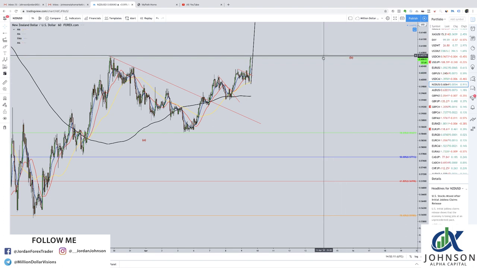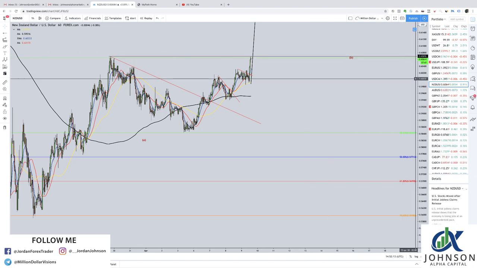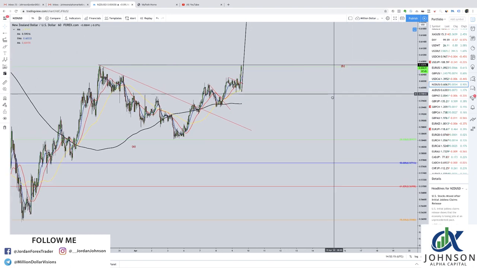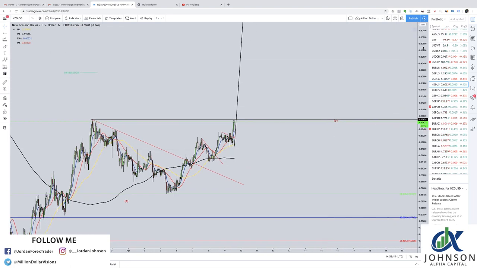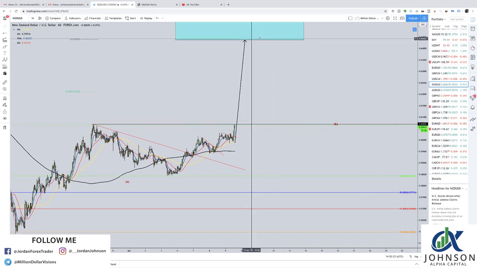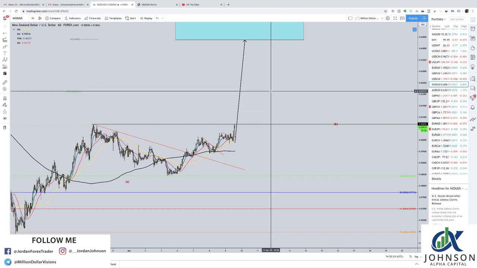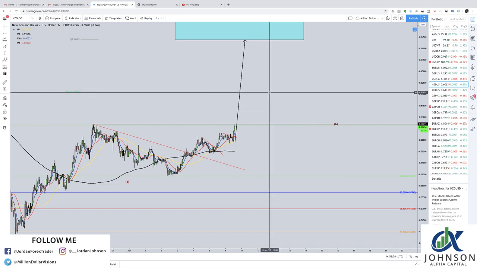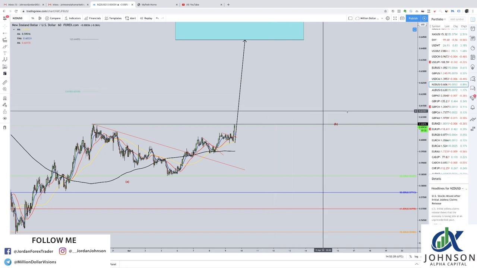As you can see here, we are approaching, kind of like pound dollar, some resistance. This one, did I put a blue box on here? It's a little bit farther. This is probably my first take profit around the 62,000 area on Kiwi.